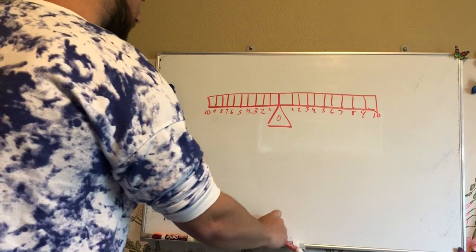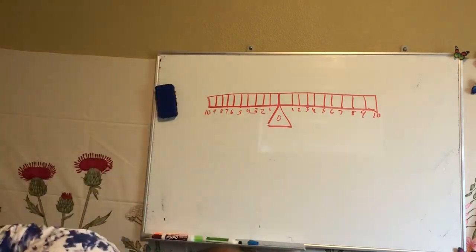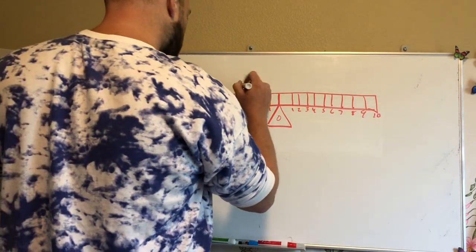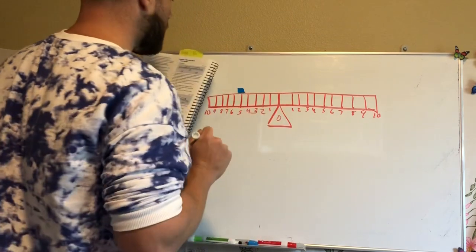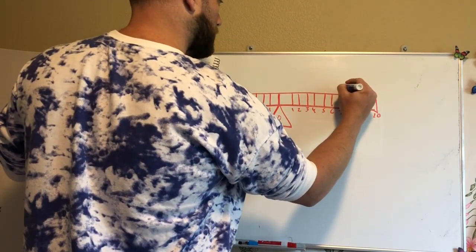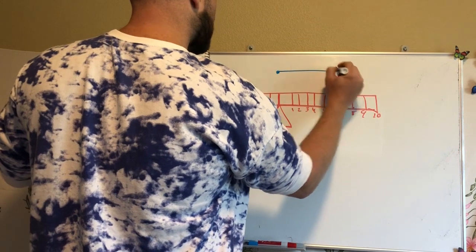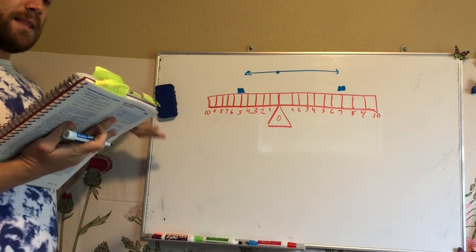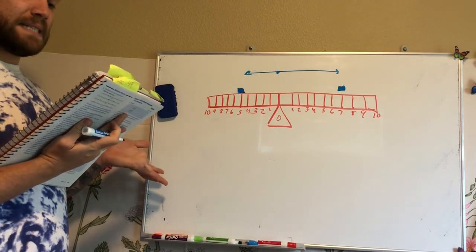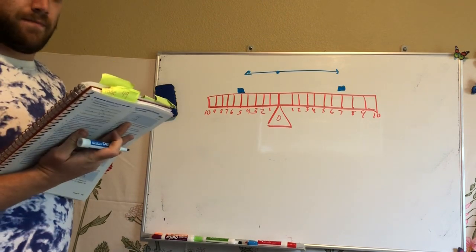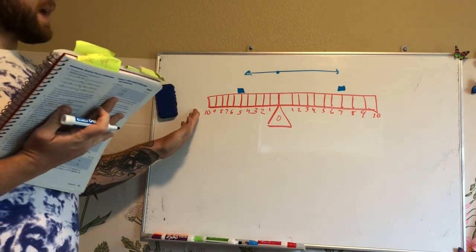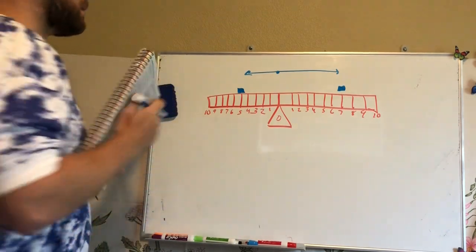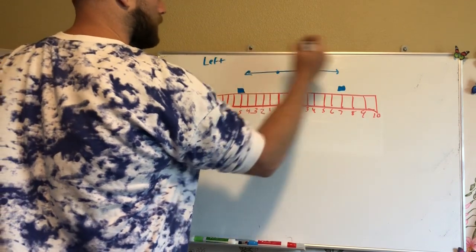So I'm going to add a weight on the 5 on the left side and a 7 on the right side. And this line shows the distance to each weight. So you learned that a balance beam will balance if the total distance on each side is the same. So on the left side, we have 5. On the right side, we have 7. Remember, this is left, this is right.